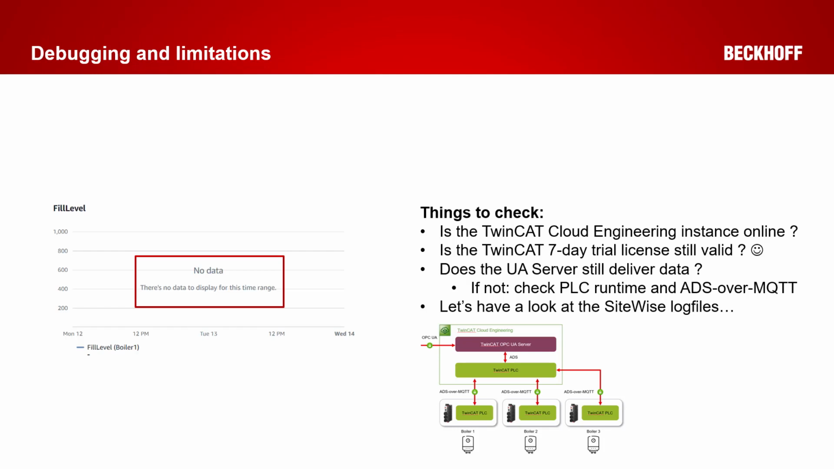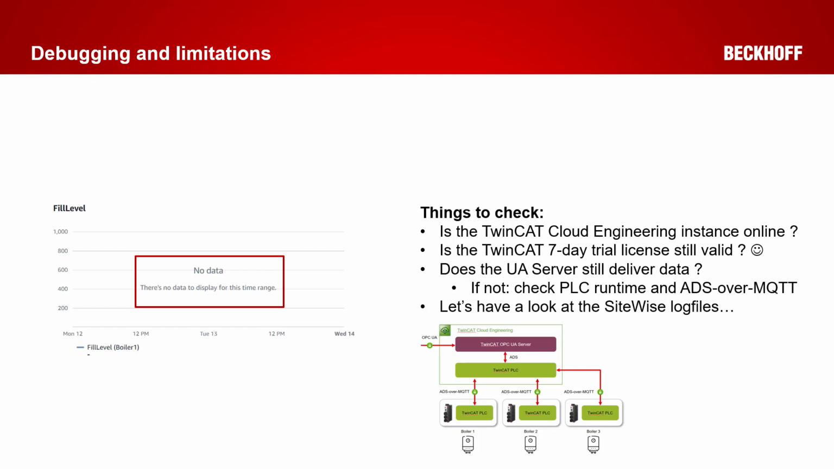So everything was fine. TwinCAT was running, the cloud engineering instance was up and running, the license was still valid, the server was providing data. Everything seemed to be perfect from a TwinCAT point of view. So it had to be something on the edge gateway, meaning on my EC2 instance with the IoT Greengrass, right? And it took me a while and several blog posts until I figured out the important places where to look for further debugging information.